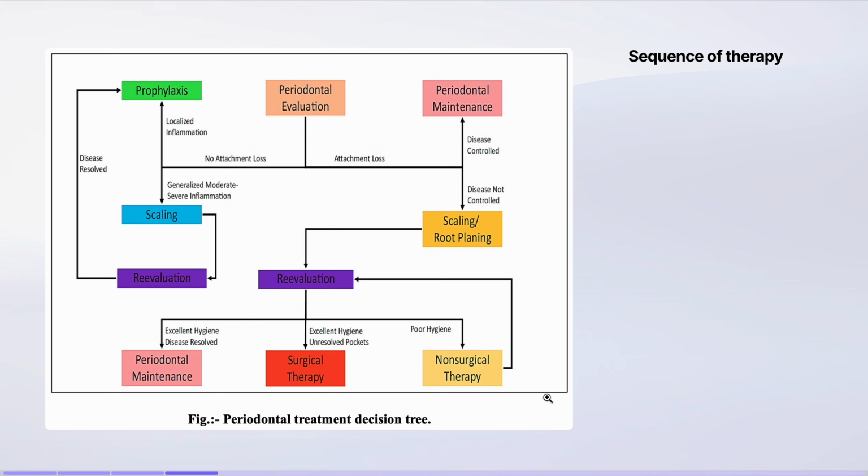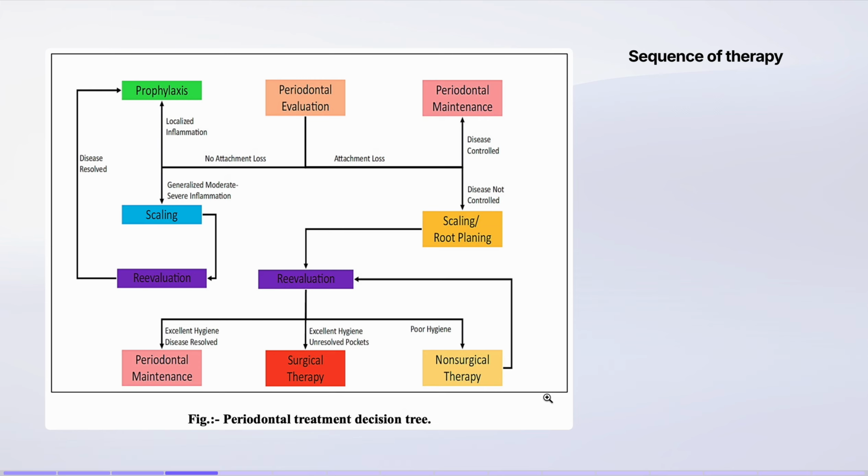After the patient comes to the clinic and receives all the help, we check depending on the case after 3, 6, or 1 year of recall. If there is attachment loss, we call it periodontal maintenance.